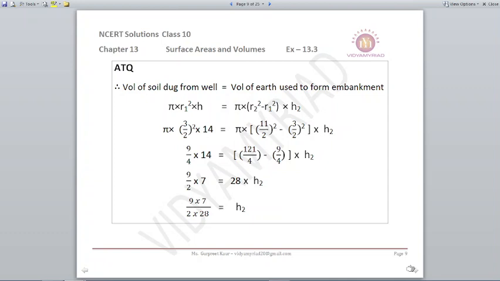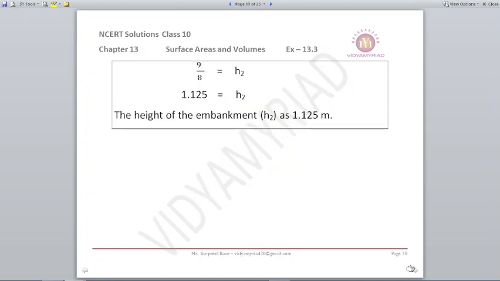So according to the question, it will become pi r square h will be equal to pi into outer radius r2 square minus the inner radius r1 square into h2. That will be the height of the embankment. We have the information with us: pi into (3/2) square into 14 is equal to pi into, so r2 will be 11 by 2 and r1 is 3 by 2. We will use its square and find out the height. Pi gets cancelled. On solving h2 we come to know it is 1.125, that is the height of the embankment by applying the formula.